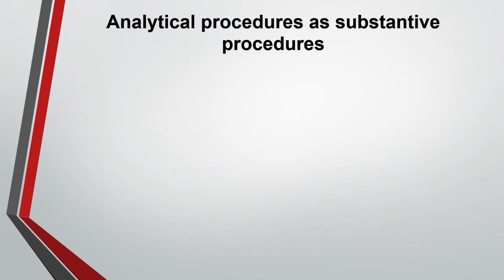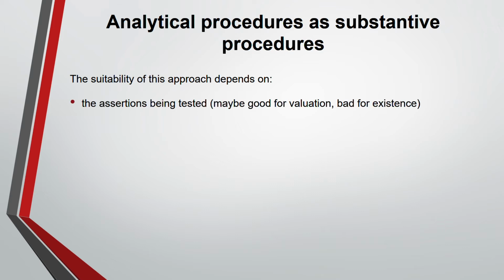Now let us go to the analytical procedure as a substantive procedure. When you have to use the analytical procedure as a substantive procedure, there are some conditions. It's not all the time that you have to do analytical procedure as a substantive procedure. Substantive procedure means in detail you are now using the analytical procedures to find the trend and all. So whether this is suitable or not, it depends. Okay, it depends on certain things. Number 1, the assertions being tested. It depends on the assertion that you are testing. For example, it may be good for valuation but bad for existence.